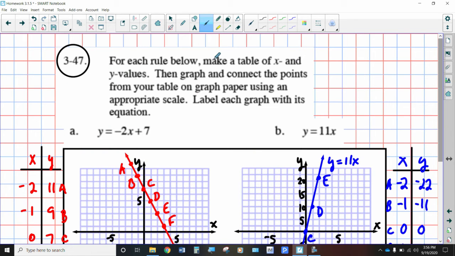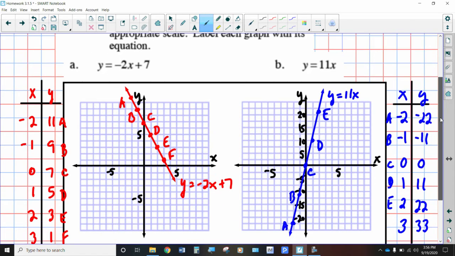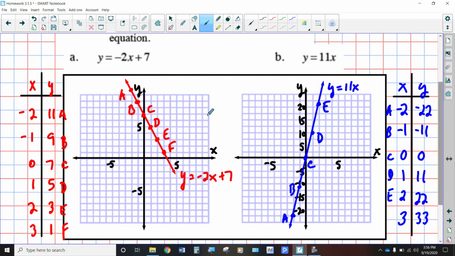Each rule below, make an XY table, then graph and connect the points. Okay. And of course, you want to label. I don't think we've yet talked about what makes a graph a complete graph, but we'll get there eventually. Maybe we've talked about it. It just hasn't shown up in the M&Ms yet. As you can probably guess, I'm recording these videos sort of out of order of when I'm teaching the lessons. I can't really remember what the exact lesson today was or yesterday was, but I'm sure we'll get into that at some point.